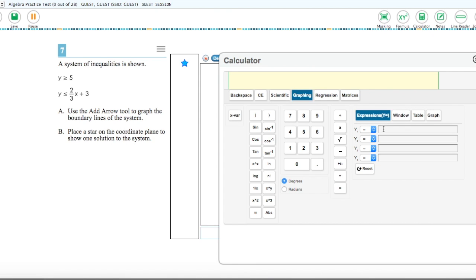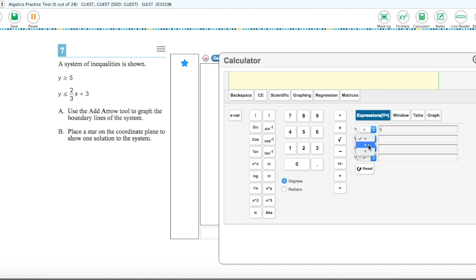We need the expression. And you're going to notice, this is y is greater than or equal to 5. We have y equals, I need to change this to greater than. This graphing calculator does not have greater than or equal to, but for our purposes, it will be fine to just have the greater than sign. Let's put in our other one.